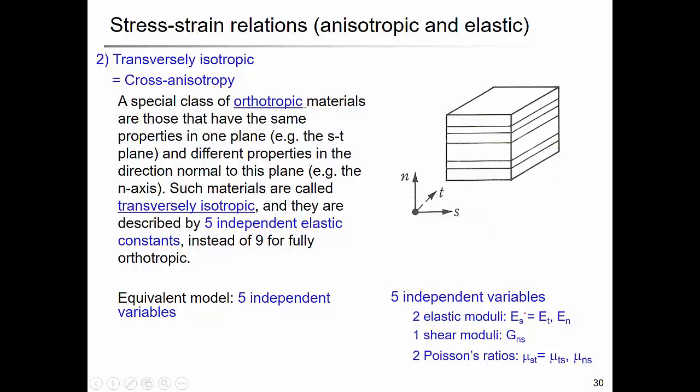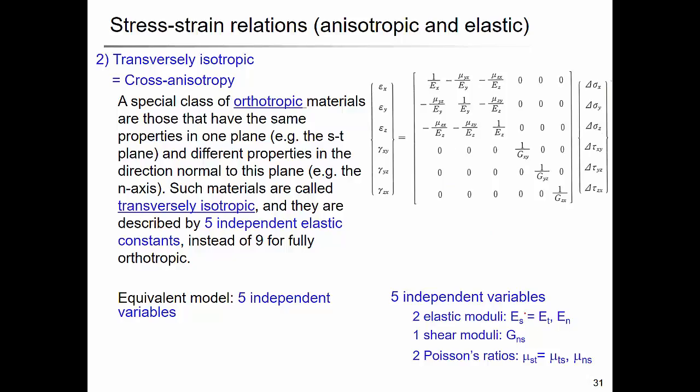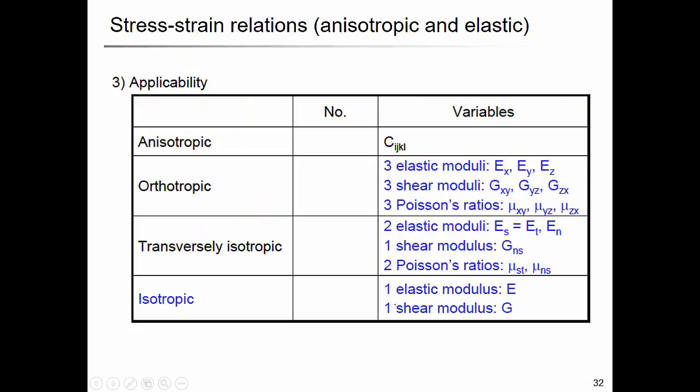So then 5 independent variables. To summarize, for anisotropic, how many variables? 21, right? And here you have 9 and 5, and for isotropic you have 2 variables, E and G, or Young's modulus and Poisson's ratio.